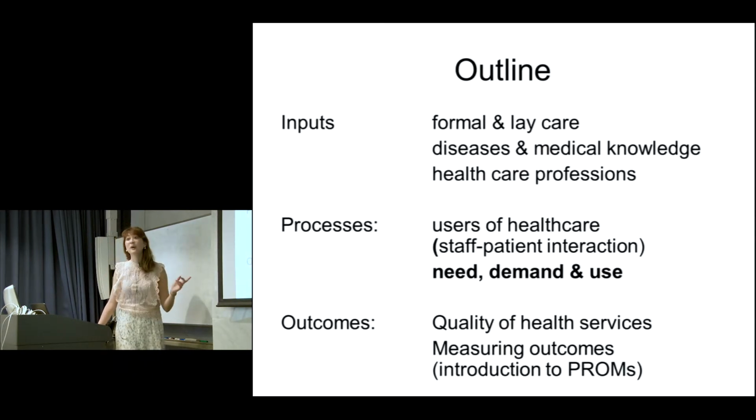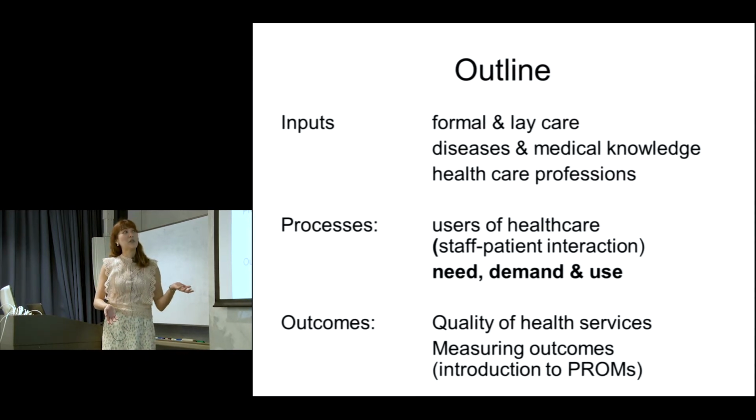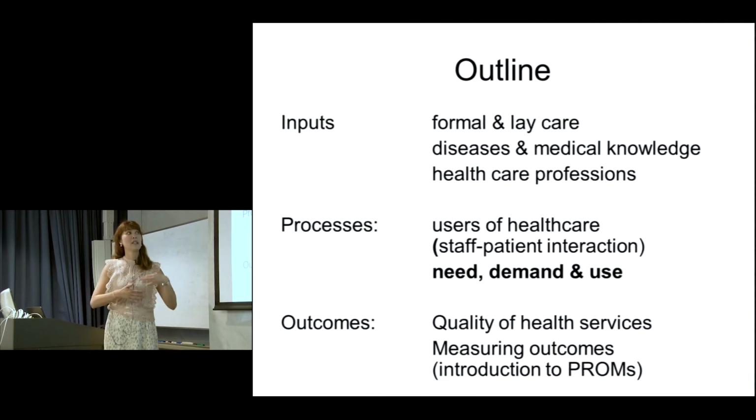So just to outline where we've thought through so far from the outline of the course. One of the structures we use in this course to lay out health services, I mentioned on Wednesday, is to look at it from an inputs, processes, and outcomes perspective. So it's a nice structure. And we've already whirlwinded our way through our inputs, and we talked about formal and lay care, diseases and medical knowledge, and healthcare professions as well, and also users of healthcare and the staff-patient interaction. And in yesterday's seminar, we had a deeper dive about healthcare professionals and the users of healthcare, and you can see where it fits in the grander scheme of health services and delivering health services.